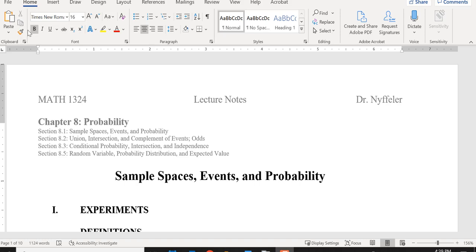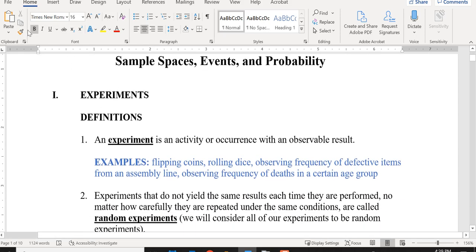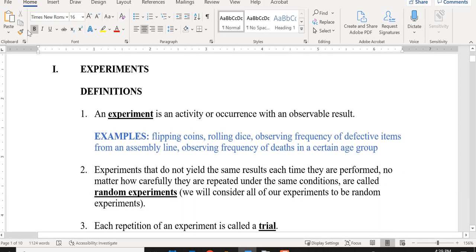We are starting Chapter 8, which is probability. And the first section we're going to look at is sample spaces, events, and probability. To talk about experiments, we need to talk some definitions first.